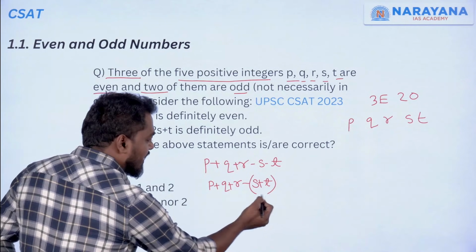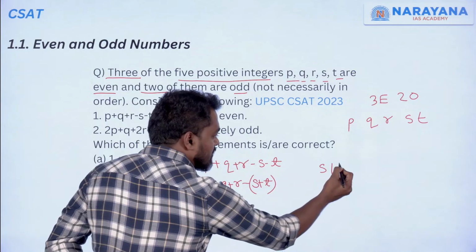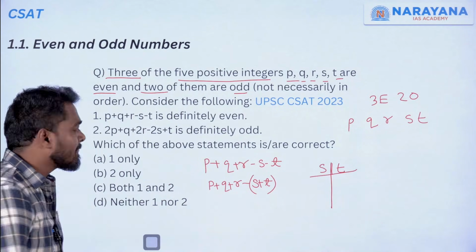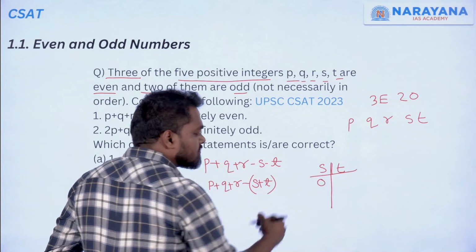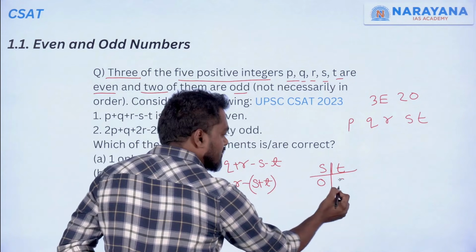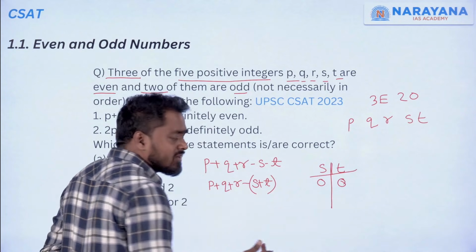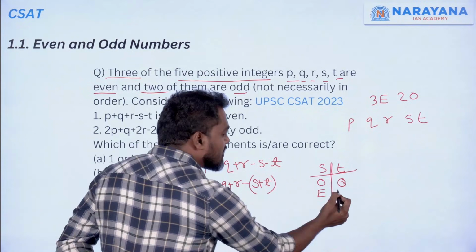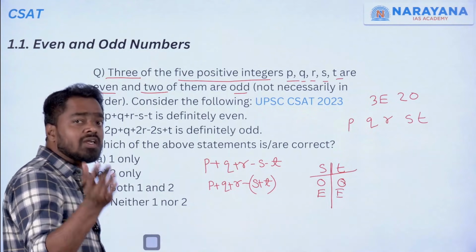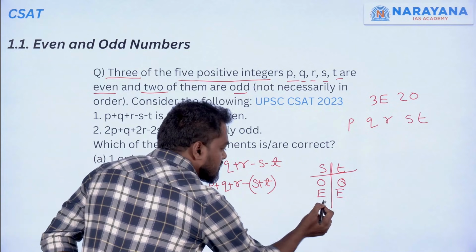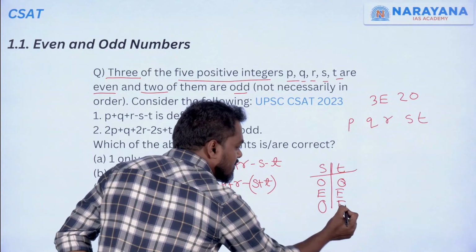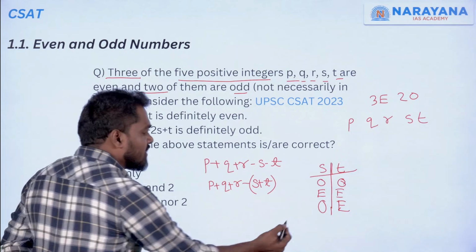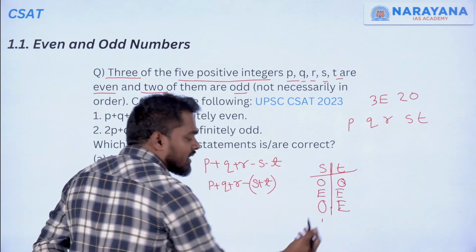Now if you take S and T, these are the two numbers. What are all the possibilities for S and T? S can be an odd number, T also can be an odd number, and the next possibility can be S an even number, T also an even number. What can be the next possibility? This can be an odd number and this can be an even number. And what is the other possibility? This can be an even number, that can be an odd number.